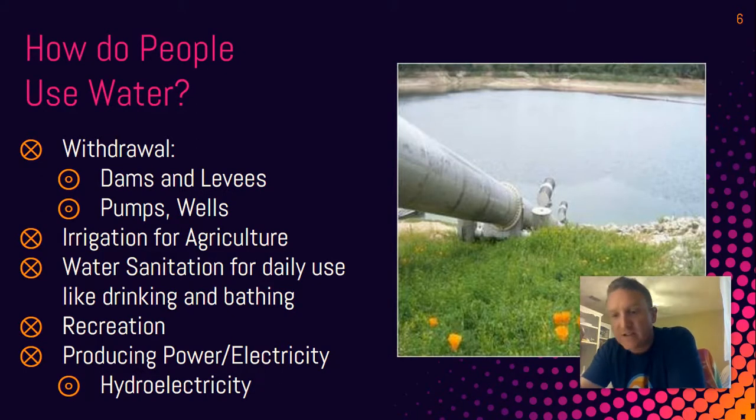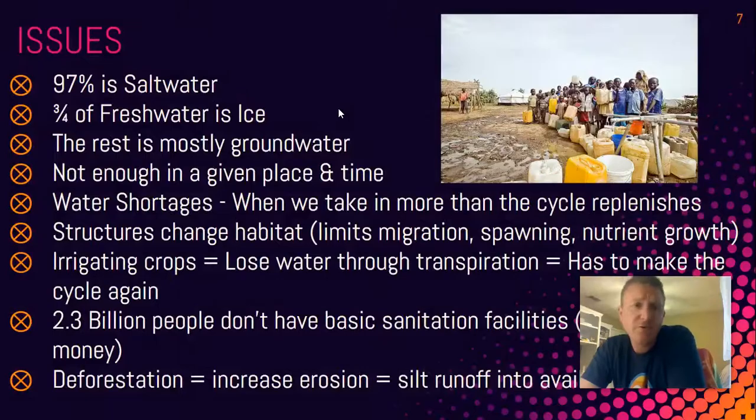Like our cities, we're fortunate here in America to have wonderful clean water, but not everybody does. We have a specific area in the utilities department in our city that cleans our water so that we can have safe drinking water and safe water to take a shower in, or if you want to drink out of the tap, not bad. We also use water for recreation, and for producing power and electricity, that's hydroelectricity. We're going to talk a little bit more about that later. So that's how we use a lot of our water.